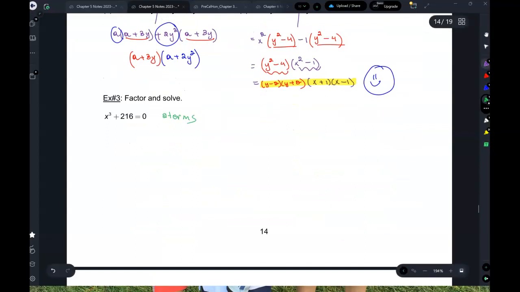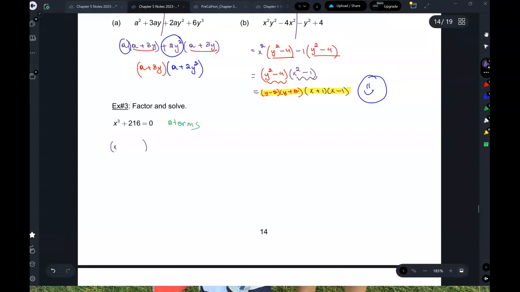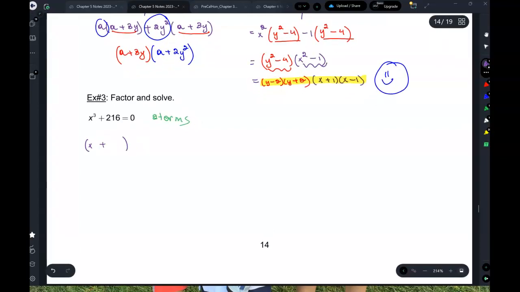Okay? So, x plus 6, times. What is the cube root of 216? 6, sorry. Times. Okay, now, square the first one, x squared. Okay, the next one, is it going to be minus or plus? Minus what? 6x. Plus, square the last one, 36.